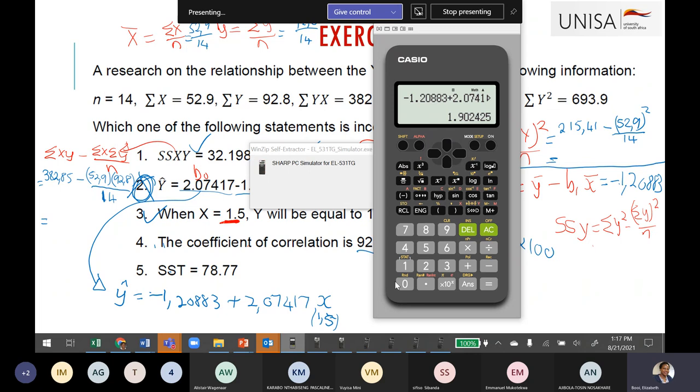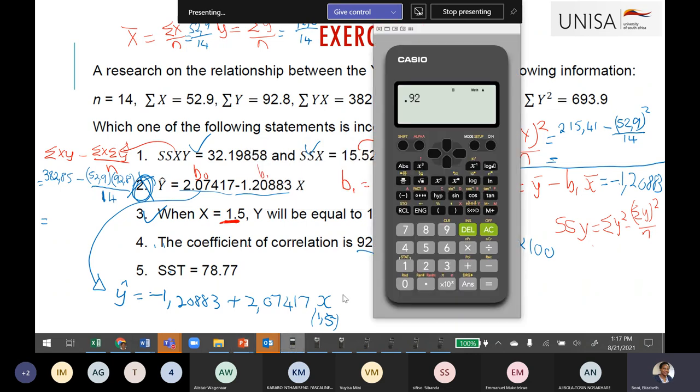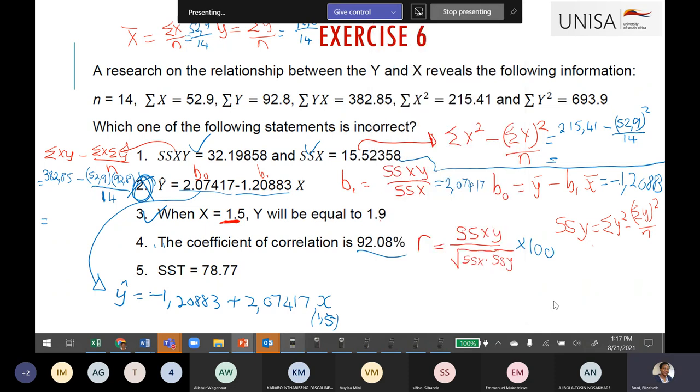But you will need the coefficient, 0.9208. You will need to calculate the SST using the formula. It's a long formula. I don't have it now, but you can check the notes for the formula to calculate the SST as well. It uses the sum square measures.